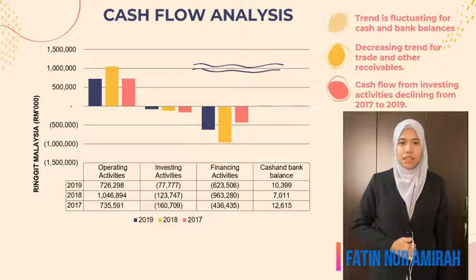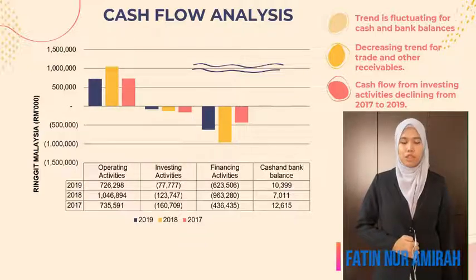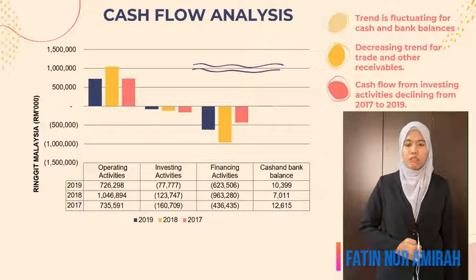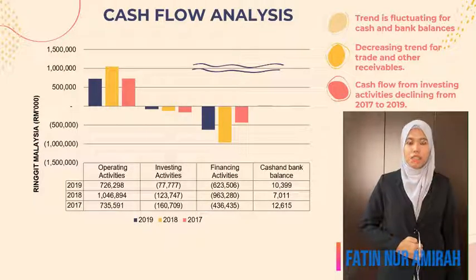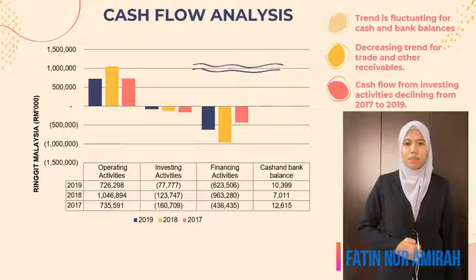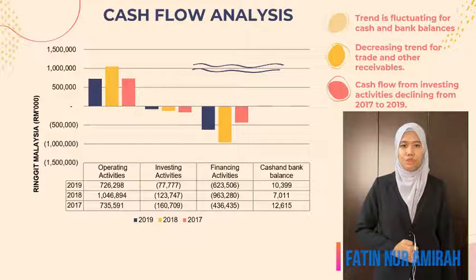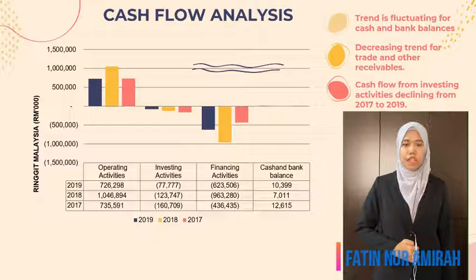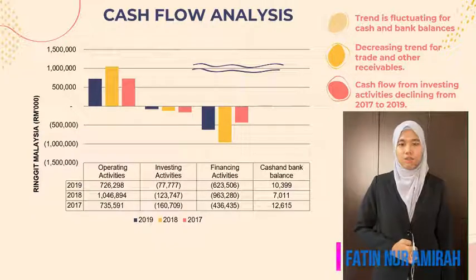Lastly, the cash flow from financing activities of this company has a fluctuating trend. The significant difference is due to the proceeds from borrowing in year 2019 and year 2017. However, in year 2018, the company made repayment of loan obtained from the previous year. Hence, it can be seen that in the balance sheet, the total loan in year 2018 decreased, but increased back in year 2019. That is all from me. Thank you.